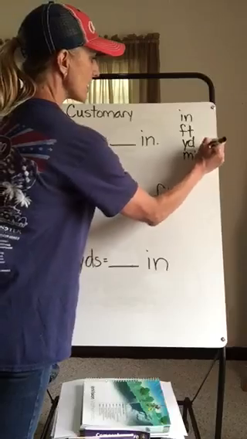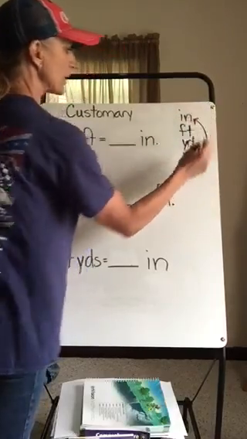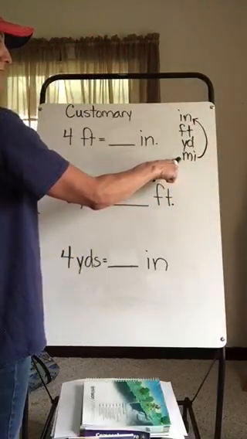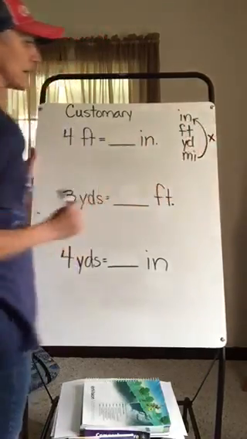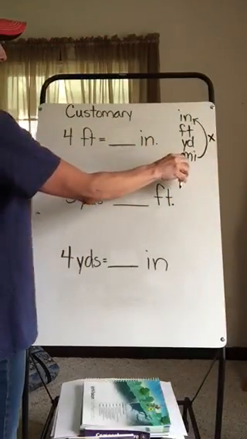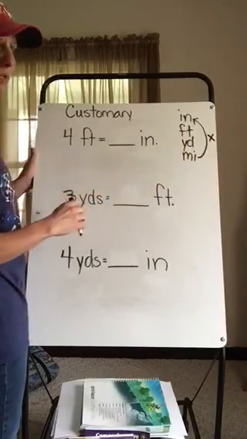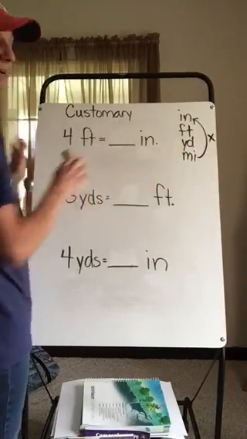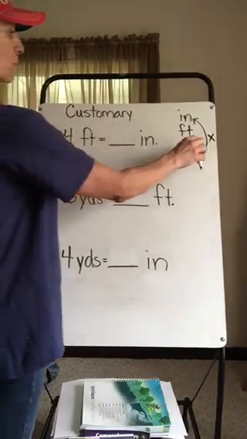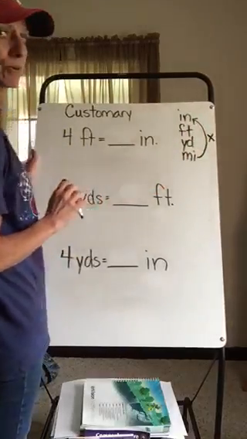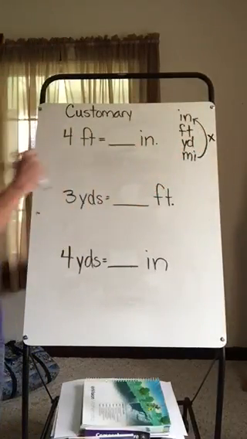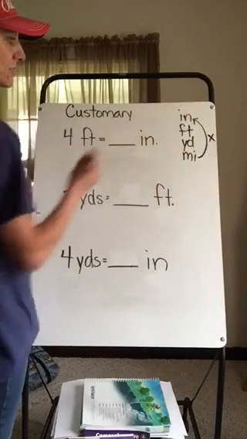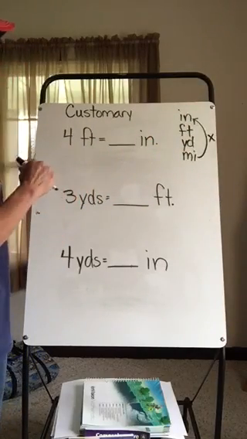I'm going to draw this arrow that shows any time we go from a big measurement to a smaller measurement, you always multiply. So if I go from miles to yards, I'm going to multiply however many miles times the number of yards in a mile. If I'm going from yards to feet, I'm going to multiply. If I'm going from yards to inches, I'm going to multiply. Anytime I move up on this chart, I multiply.